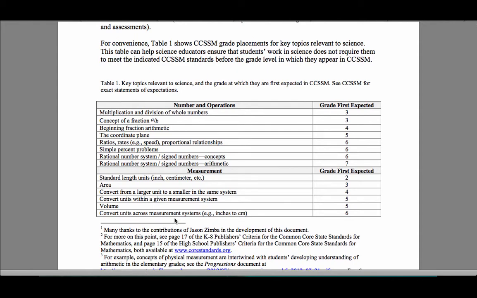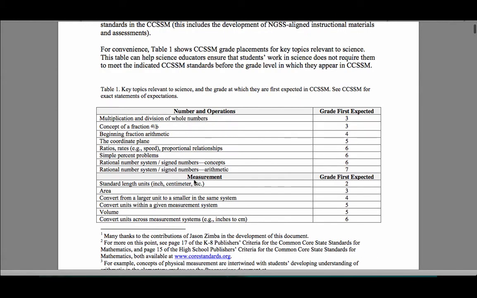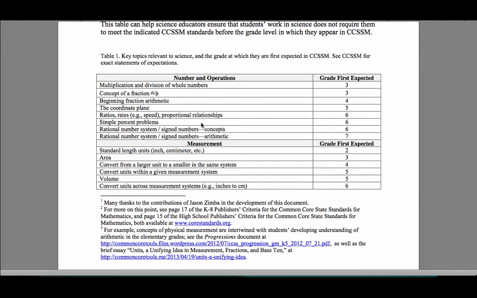This table shows the key topics relevant to science taken from the Common Core State Standards for Mathematics. It also shows the grade in which it's first expected to appear in the Common Core State Standards for Mathematics curriculum. For example, the coordinate plane, which has ties to the science curriculum, is first expected from the Common Core State Standards for Mathematics in grade 5. Please take a moment to look through this table and note any key topics that might be relevant to your particular science class, and note the grade that the concept is first expected based on the mathematics curriculum.